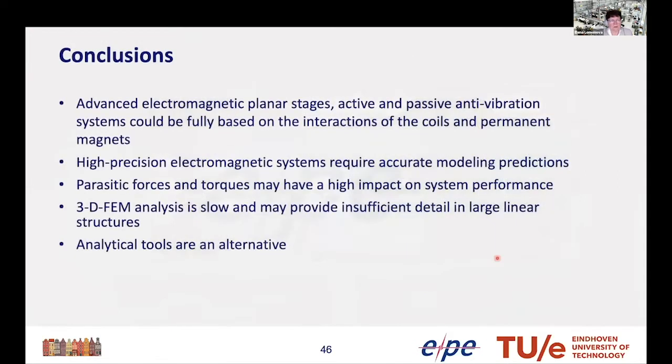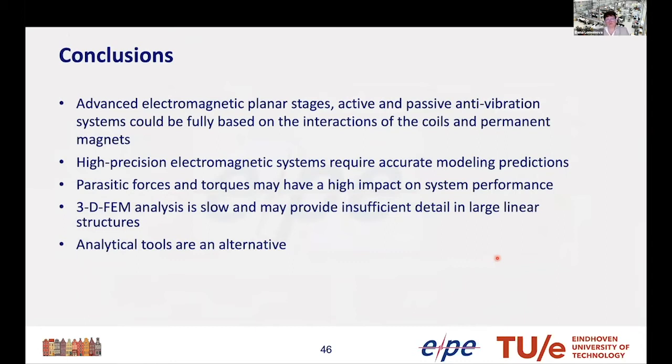by the customer. So it leads me to the conclusions: advanced electromagnetic planar stages, active and passive anti-vibration systems could be fully based on interactions of the coils and permanent magnets. High precision electromagnetic systems require very accurate model predictions, simplified.